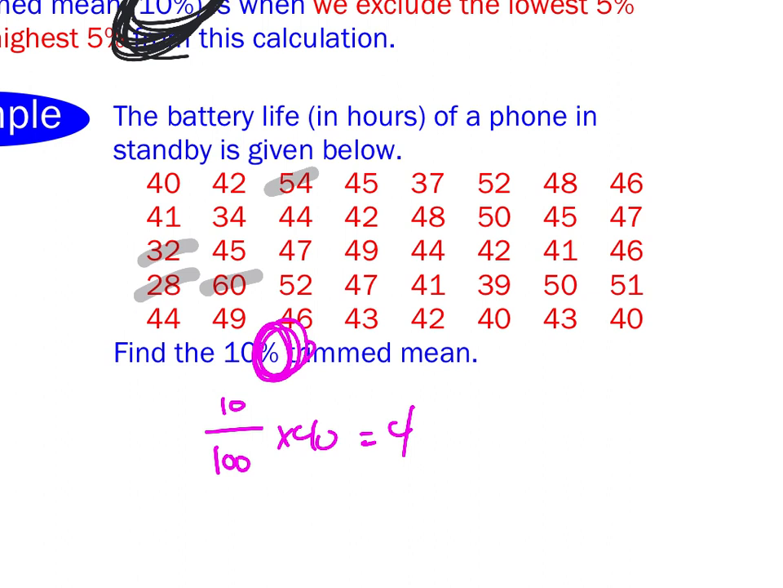Now, I understand. I look at this list of numbers. It's a big list of numbers, okay? So all we're going to do is add them together. If I was doing this, honestly, to make it easy, I would add up each row or column just to make it easier. So I'm going to do each row, because that's not so bad. So, 40 plus 42 plus 45 plus 37 plus 52 plus 48 plus 46 is 310.